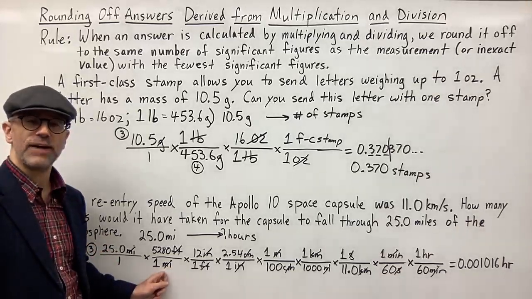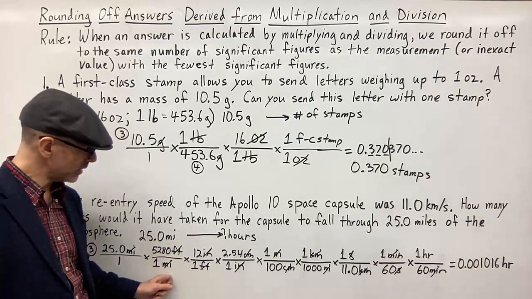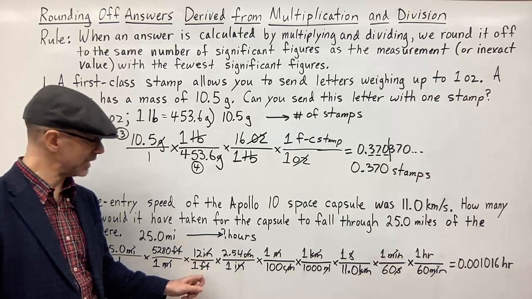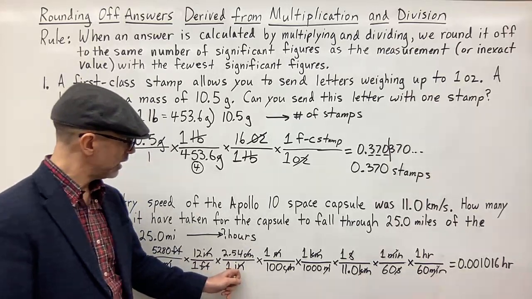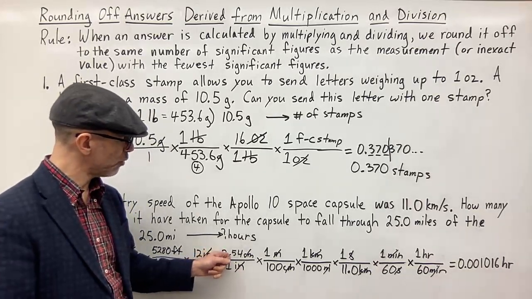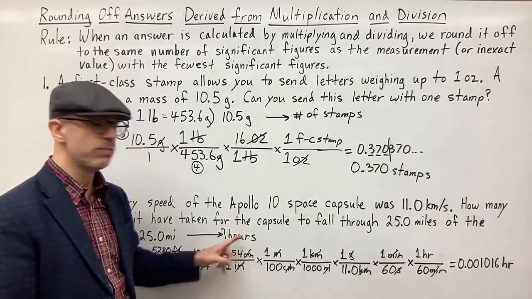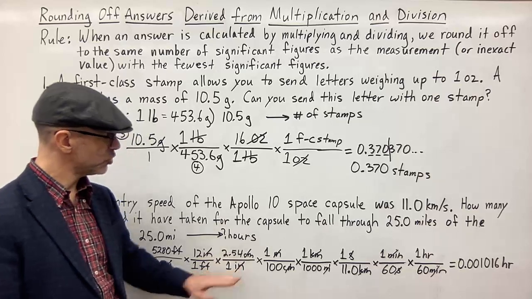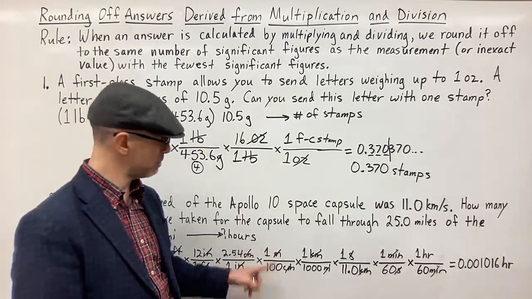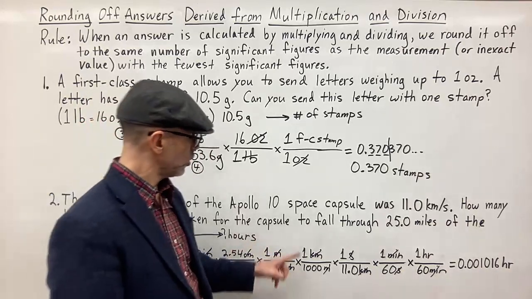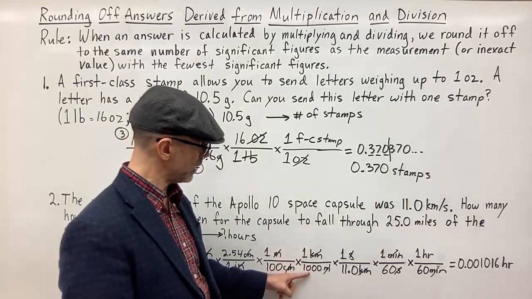This 1 mile is equal to 5,280 feet. That's English to English length. That's exact. 1 foot is equal to 12 inches. That's English length to English length. That's exact. Here we have 1 inch is exactly equal to 2.54 centimeters. Now this is English to metric, but this is true by definition, so this is exact. So we can ignore that. 1 meter is equal to 100 centimeters. That's exact. It's metric length to metric length. 1 kilometer is equal to 1,000 meters. That is exact. Metric length to metric length.